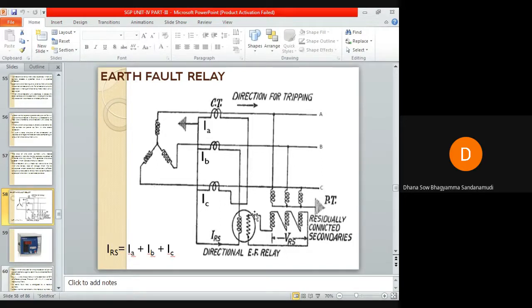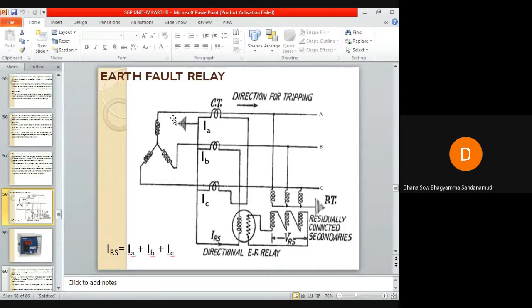Just for example, I'm showing one type of earth fault relay here. It is a directional earth fault relay. Just to understand the concept, I am showing this image. If you see here, this can be an alternator winding or a transformer winding.